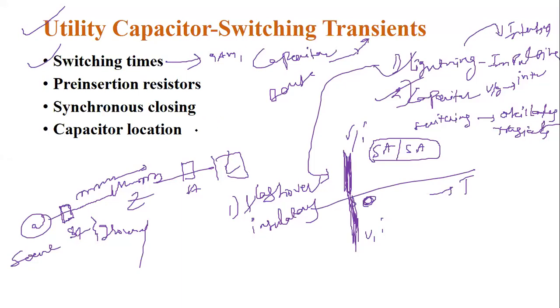Some closing transients occur because of the capacitor location. We have thoroughly discussed capacitor locations. You can assume the capacitor location as the substation side, or on the load side. At the substation side you can use it for power factor improvement. At the load side you can use it for uninterrupted power supplies.